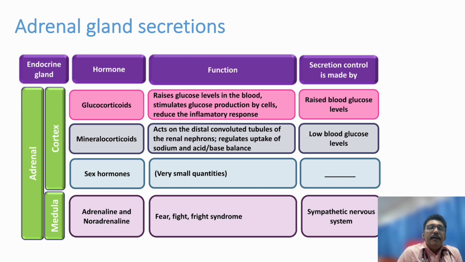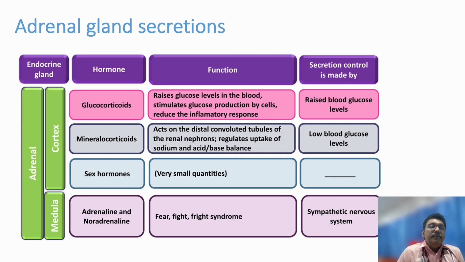glucocorticoid. Mineralocorticoids act in the distal convoluted tubules of the renal nephrons. They regulate uptake of sodium and acid balance. So that is very important for an ER physician, because many times these patients will come with hypotension. The problem in that hypotension may be the reduction in the mineralocorticoid activity or production. So that is also important for us. Sex hormones are not very important for an emergency physician, but however they are there. Small quantities of sex hormones are produced there. We will not go into that area.